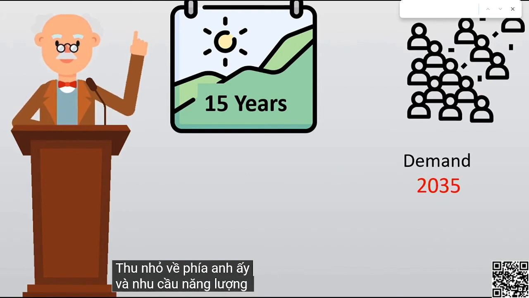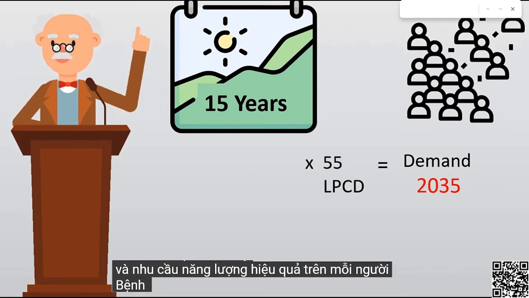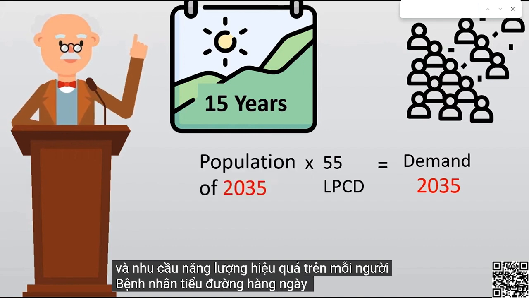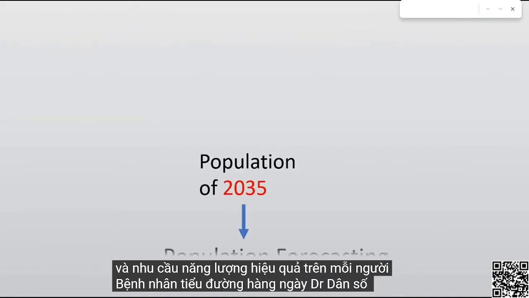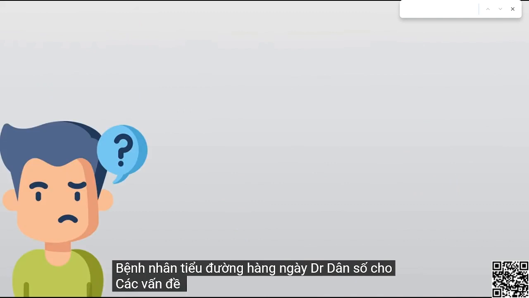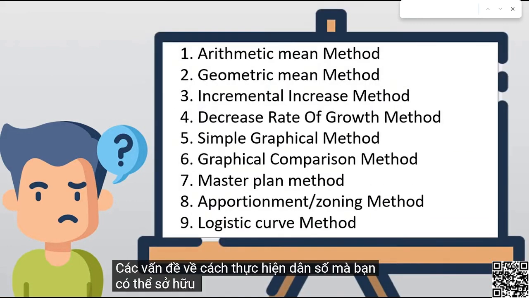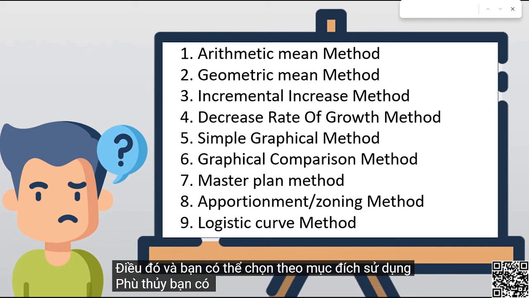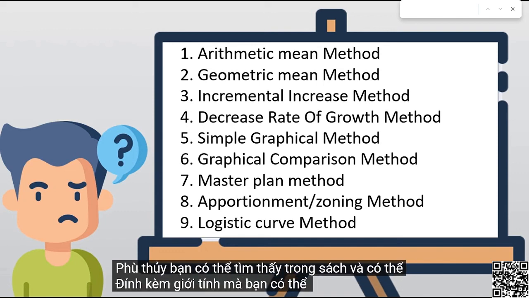If we keep our demand per person the same, then we need the 2035 population, and it is found out by population forecasting methods. So how to do this population forecasting? There are many forecasting methods which you can see on this screen, and you can choose according to their use, which you can find in books. I have also attached a link from which you can decide.